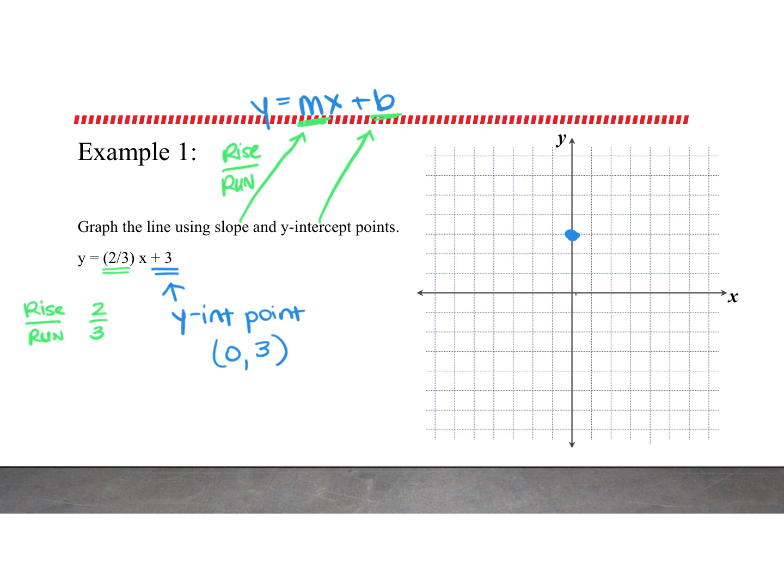So since this is positive, we are going to go up 1, 2, and then we're going to run to the right 3. 1, 2, 3, and that's our second point. Connect the 2 points together into a line, and that is us graphing using our slope and our y-intercept. So again, for grading purposes, we are specifically looking for these 2 points to be clearly marked.